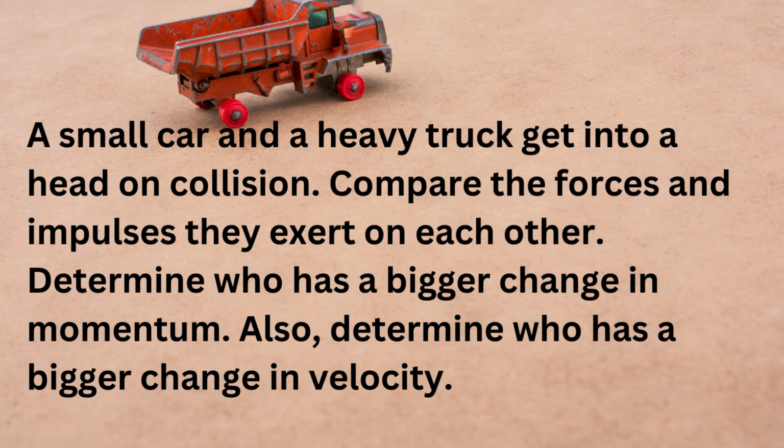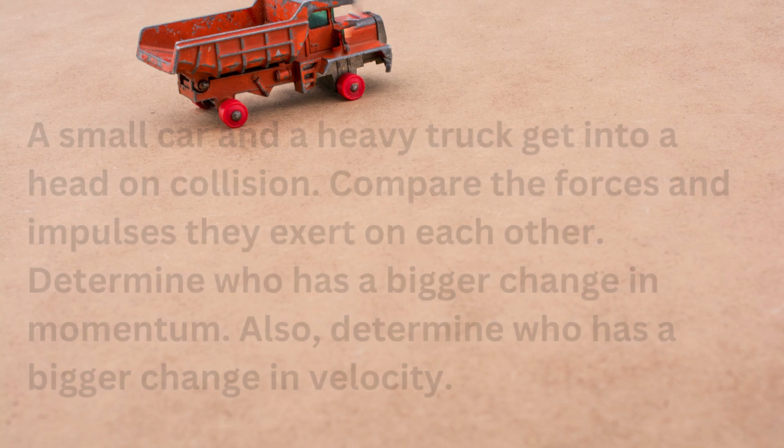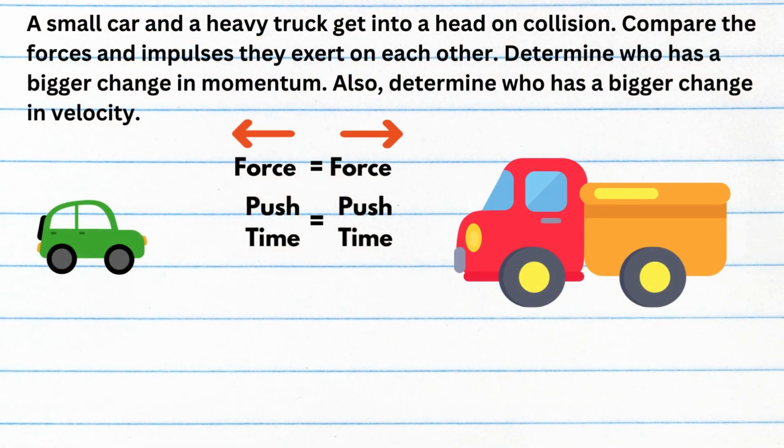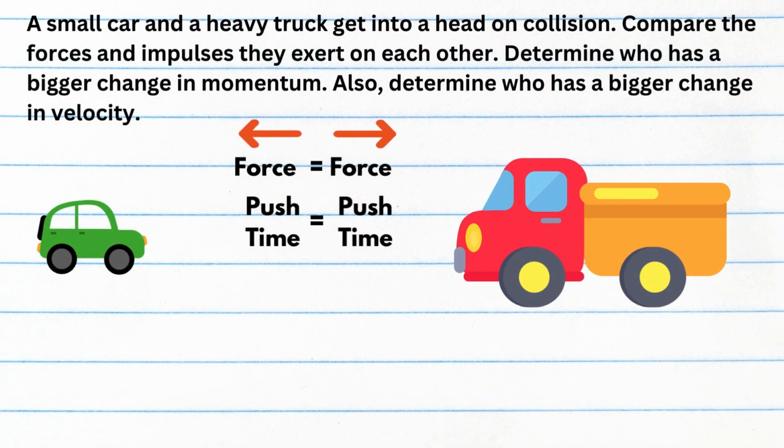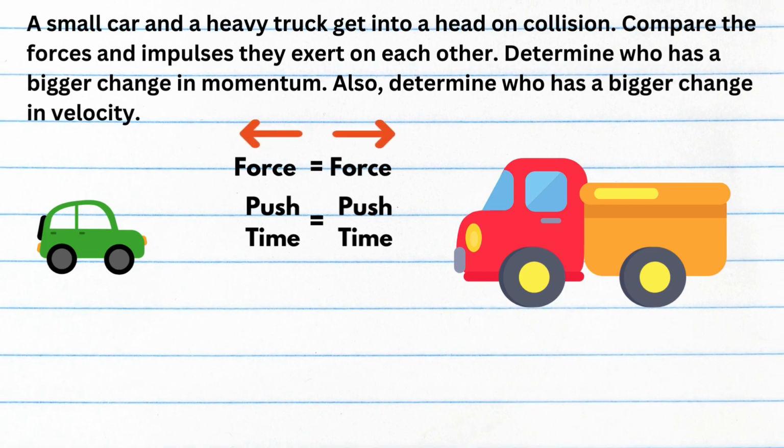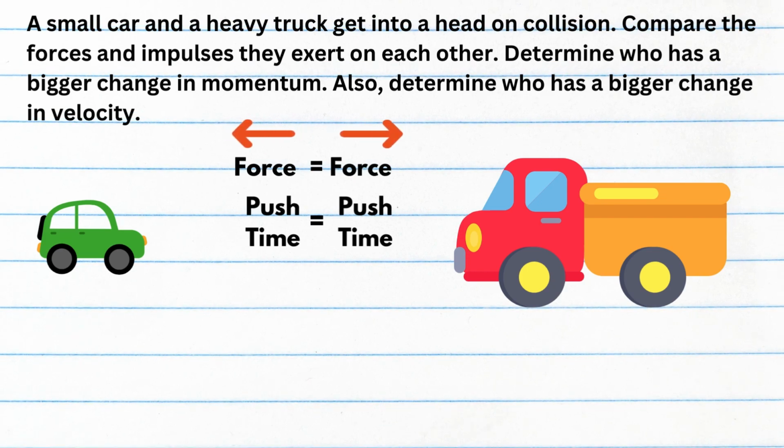Also determine who has a bigger change in velocity. When you see a problem like this, always start from first principles. For instance, in this case, there are two objects. Immediately we know that Newton's third law is working here. So the car and the truck are going to push on each other with the same amount of force in opposite directions. And they're also going to push on each other for the same amount of time.